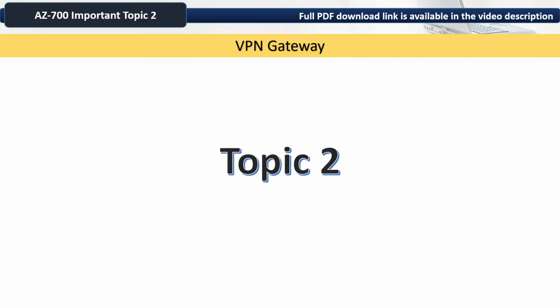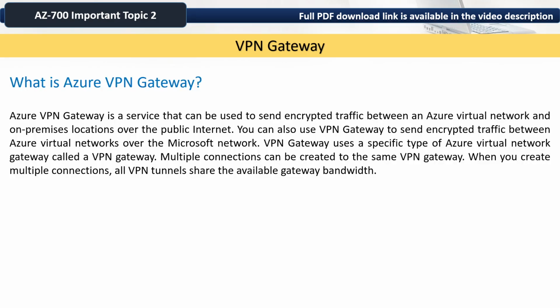To the next topic, VPN gateway. What is Azure VPN gateway? It is a service that can be used to send encrypted traffic between an Azure virtual network and on-premises locations over the public internet. You can also use a VPN gateway to send encrypted traffic between Azure virtual networks over the Microsoft network. VPN gateway uses a specific type of Azure virtual network gateway called a VPN gateway.